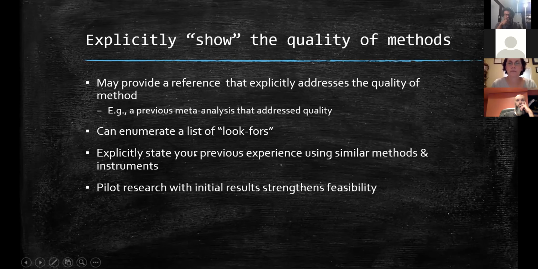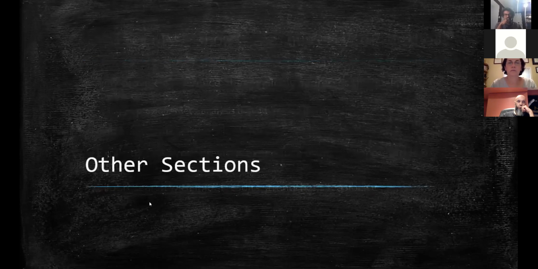In terms of demonstrating your capability and the feasibility of the research, if you can explicitly state that you've used similar methods or research instruments in the past and done that successfully, then that's helpful. And then as Anton and Rachel mentioned, showing that this is part of a research program, for example, that you've already done pilot research, I think adds to the credibility of your proposal.